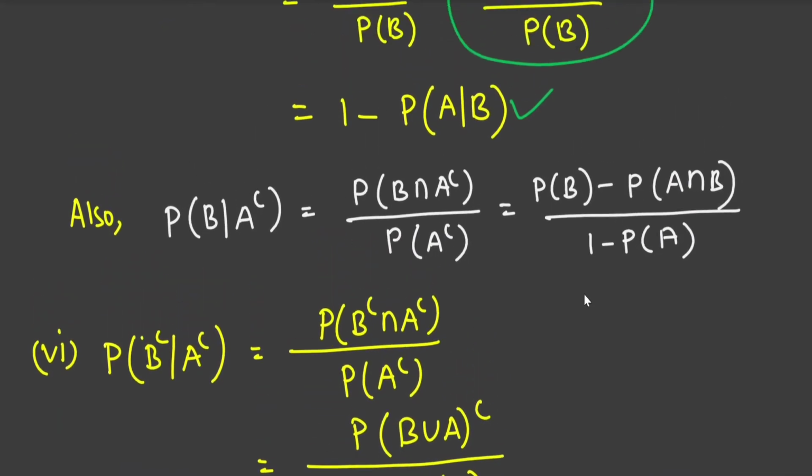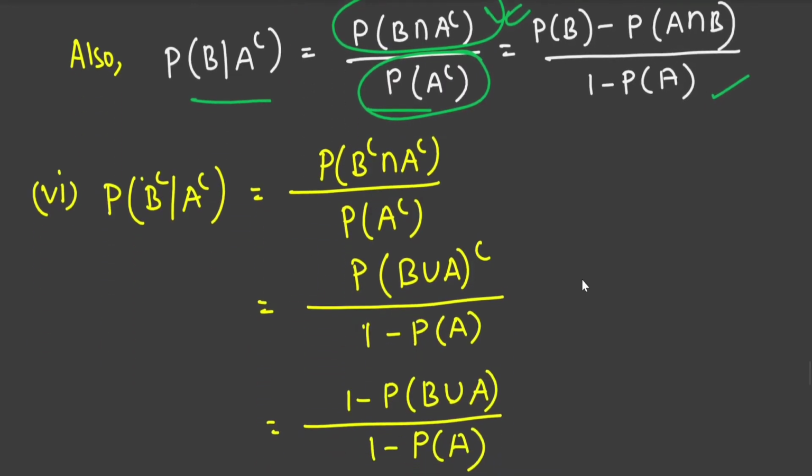Also, probability of B given A complement is equal to probability of B intersection A complement divided by probability of A complement. If we simplify the numerator and the denominator, we get probability of B minus probability of A intersection B divided by 1 minus probability of A. This is a standard result, as we discussed above.